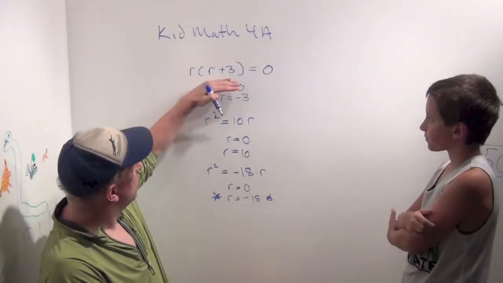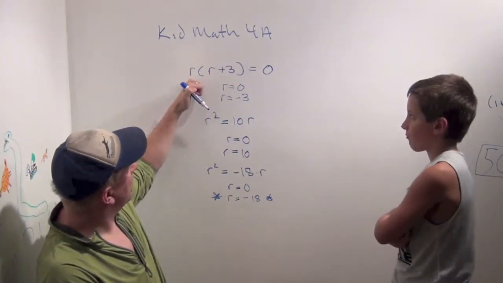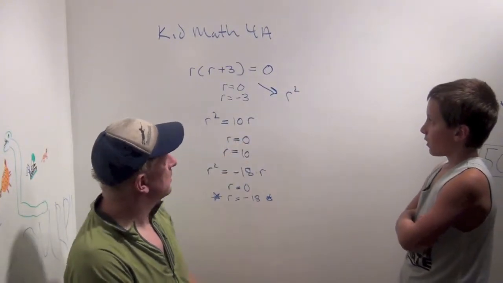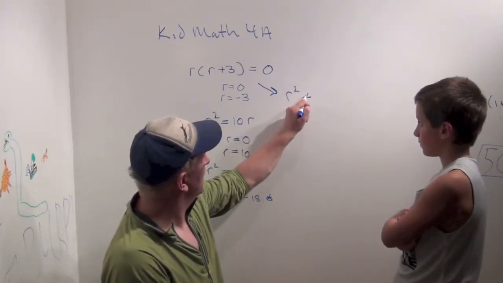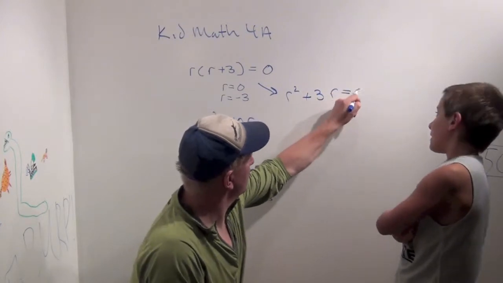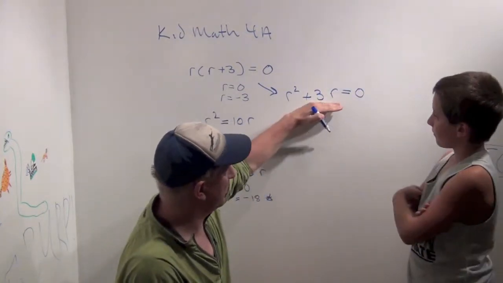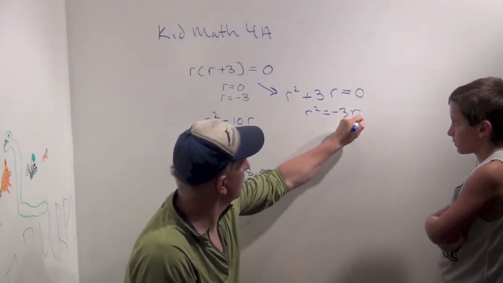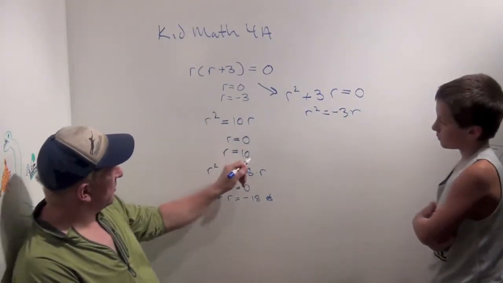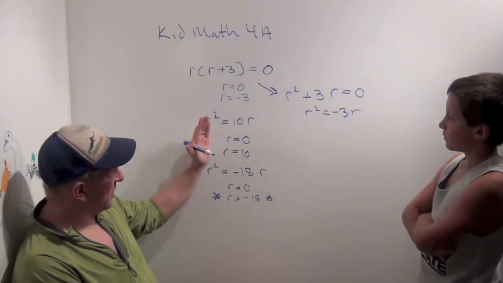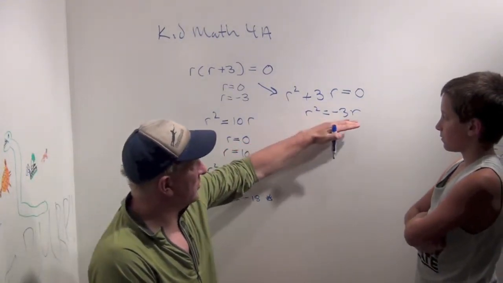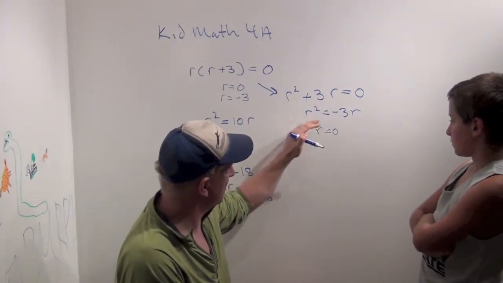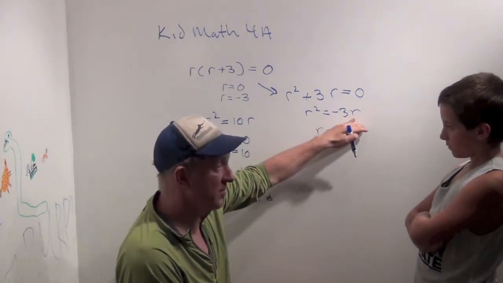Well, let's see what you get when you multiply this out. r times (r plus 3) you get r squared plus 3r equals 0. Or we could move this 3r over to the other side and say r squared equals minus 3r. So we could go through the same exercise as you went through here. We have r times r equals minus 3 times r. So r equals 0 definitely works, because 0 times 0 is minus 3 times 0, right?